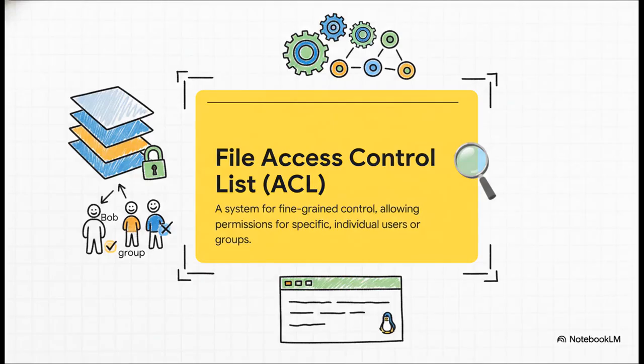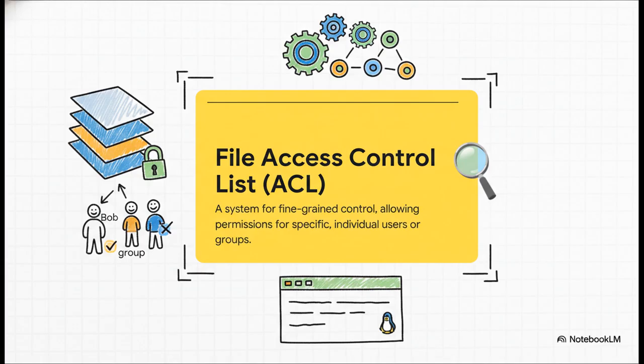That's it. But what if that owner, group, other model just isn't specific enough for you? What if you want to give Bob from accounting access to a file, but not the rest of the accounting group? Well, for that, Linux has a more advanced system called File Access Control Lists, or ACLs. They work right alongside the traditional permissions and let you create super specific rules for individual users or groups.